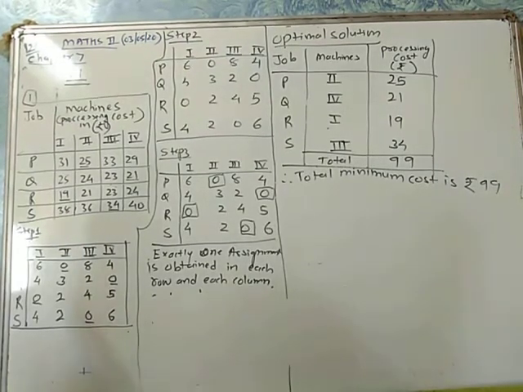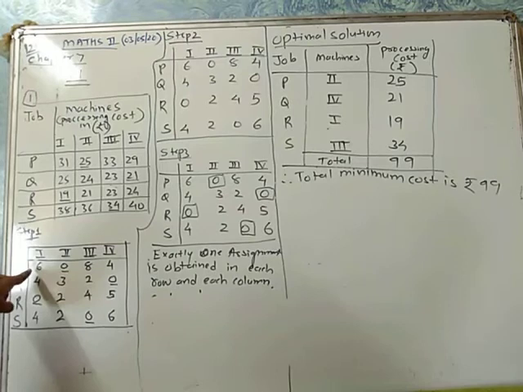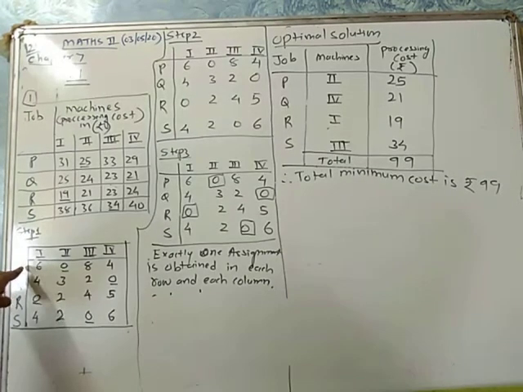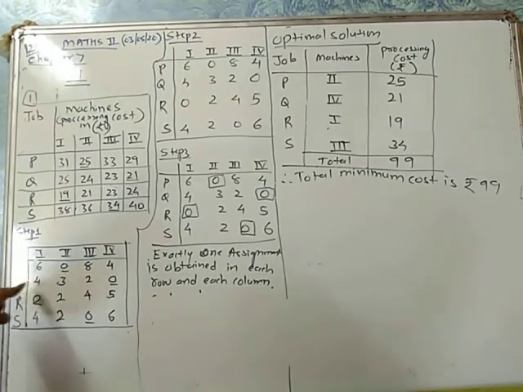In the Hungarian method, first step is to subtract the smallest value of each row from that row. Now first you have to find smallest value of each row.